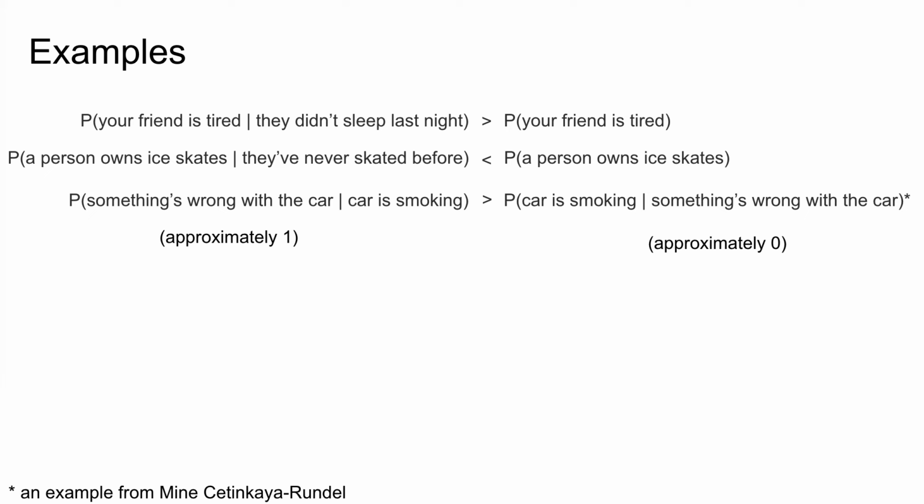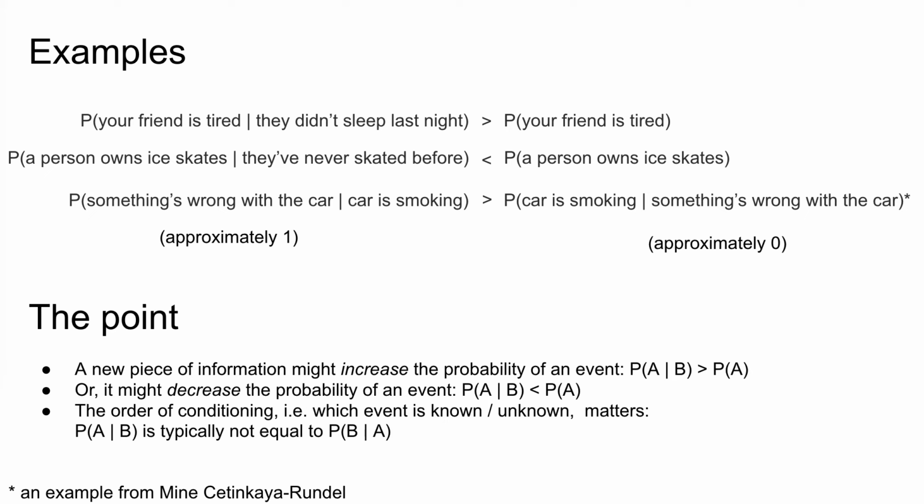In general, these 3 examples demonstrate the following points. A new piece of information might increase the probability of an event. That is, the conditional probability of A given information B might be bigger than the unconditional probability of A without this information. Or it might decrease the probability of an event. Further, the order of conditioning, that is, which event is known and which event is unknown, matters. It's typically the case that the conditional probability of event A given information B is unequal to the conditional probability of event B given information A.